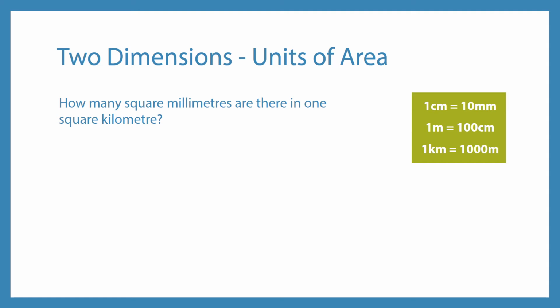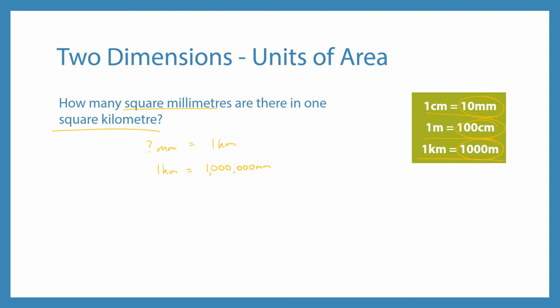All right, your turn again. See how many square millimeters are in a square kilometer. Okay, so as before, how many millimeters are in 1 kilometer? This time we're going through all of them to get to millimeters, so we're going to go 1,000 times 100 times 10. So we're going to have a number with 6 zeros at the end, so we're going to have a million. So 1 kilometer equals 1 million millimeters.